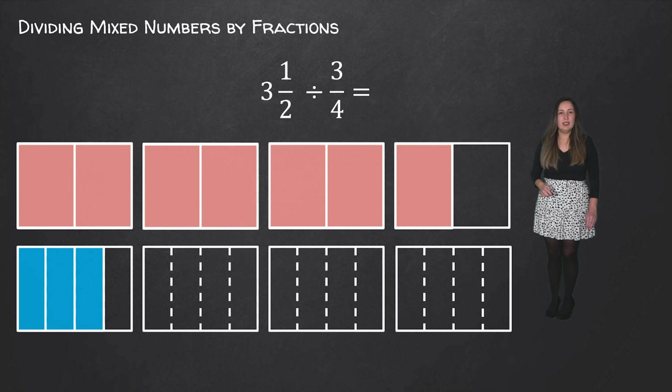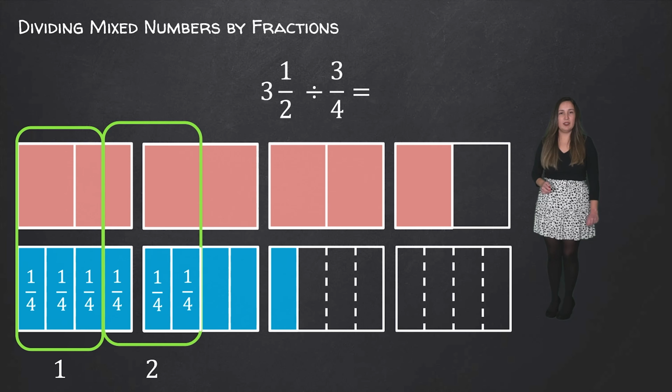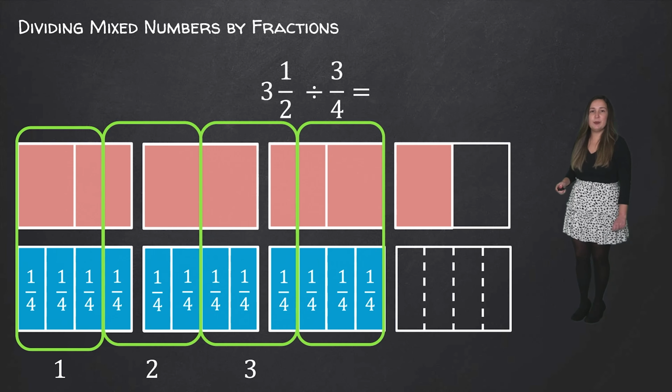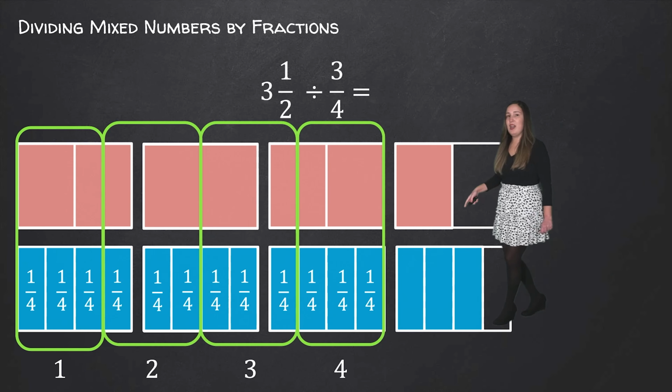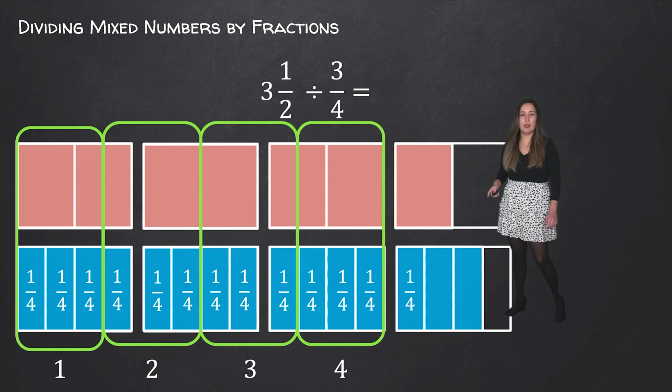Well, so here we have 3/4. So we have one group. Then we have another 3/4 here. That makes the second group. Then we have another 3/4 here. That makes the third group. Then we have another 3/4 here. That makes another group. And then finally, we don't have enough here to make another set of 3/4.